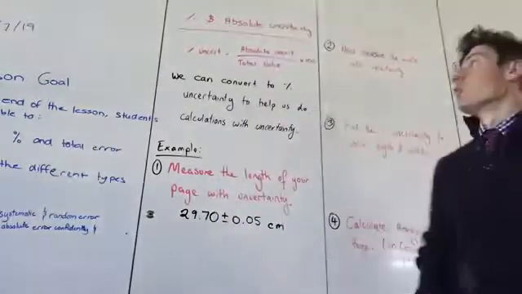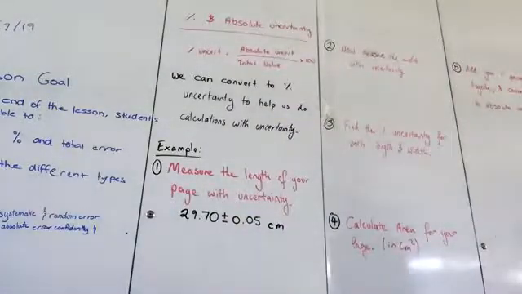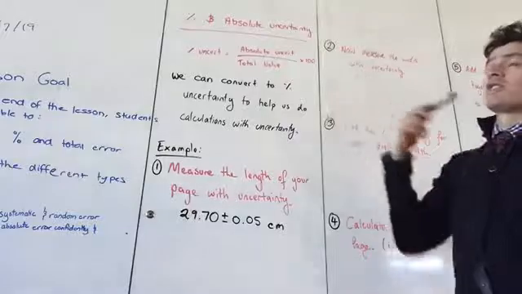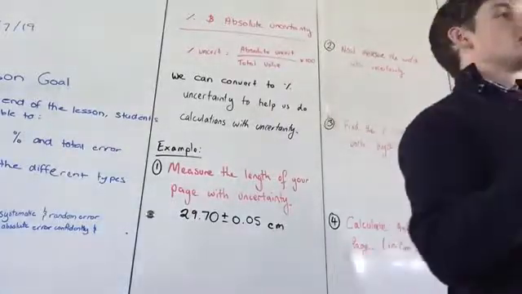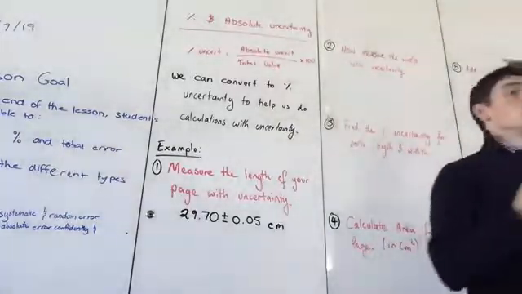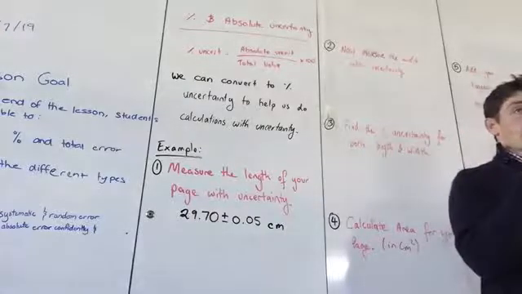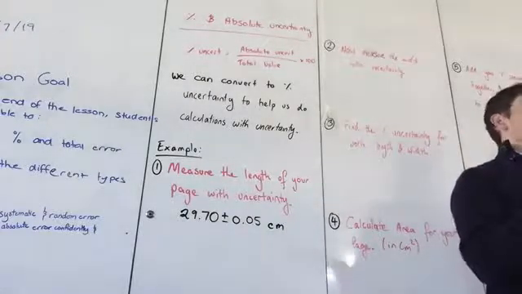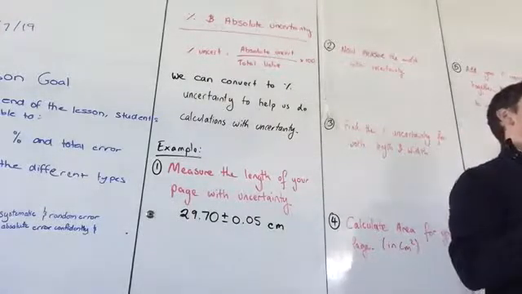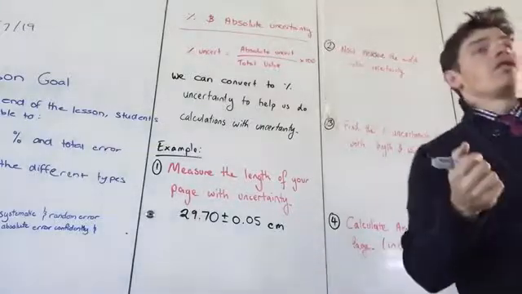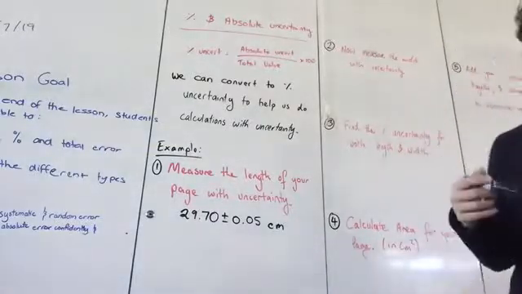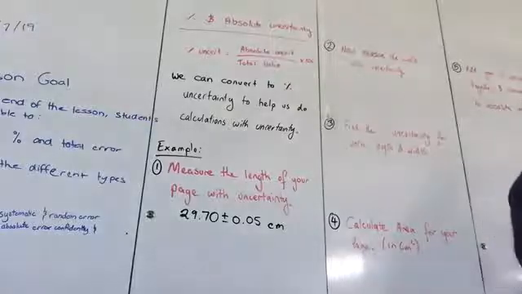Okay, so we're going to look at percentage and absolute uncertainty, and the main reason we use percentage uncertainty is because it allows us to calculate using uncertainty. So it allows us to transfer between units. We can convert it to a percentage, and then we can deal with different units. Okay, it's really, really powerful. But to do that, we need to go through a few steps.